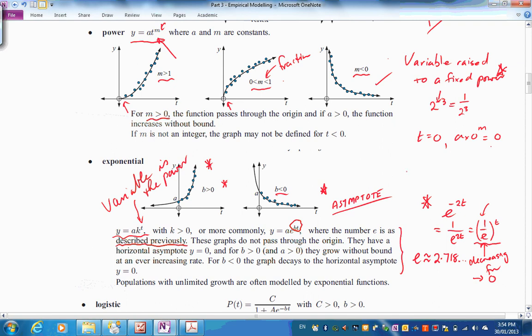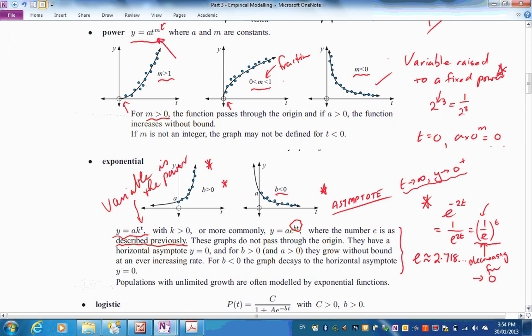You should always put that in. As t tends to infinity, y tends to 0 from above here. You should put where that asymptotic approach occurs, in this case for very, very large t.